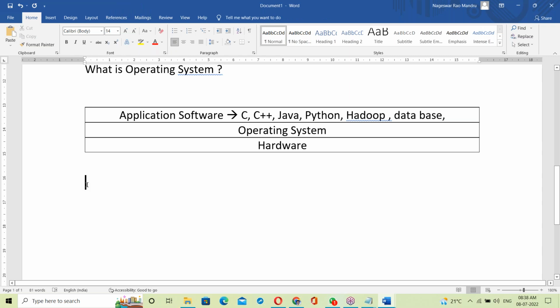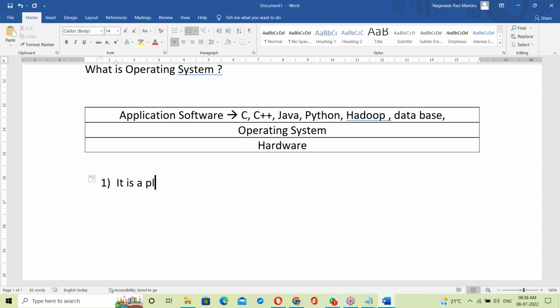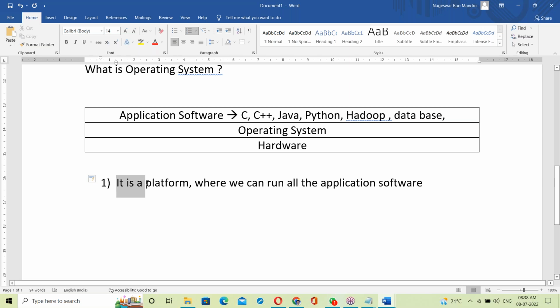So what is an OS? Simple answer: it's a platform, where we can run all the application software. So what is an OS? It's a platform where we can run all the application software.